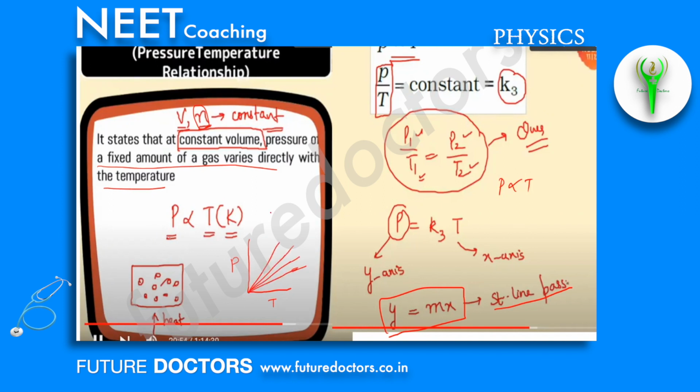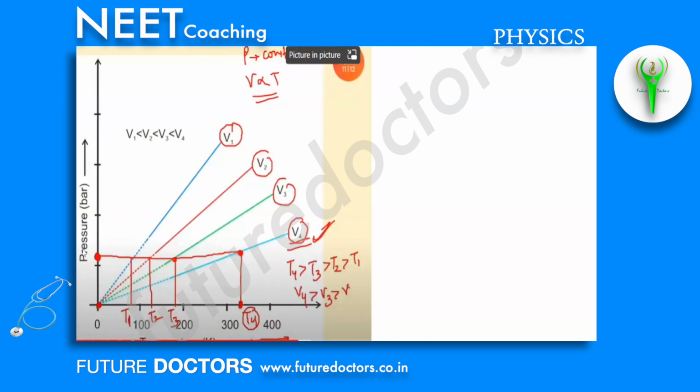Now the volume is constant. So now this is V1, V2, V3, V4. So pressure is plotted against temperature, and this is for V1, V2, V3, V4. Now we should know which is V1, V2, V3 and V4.